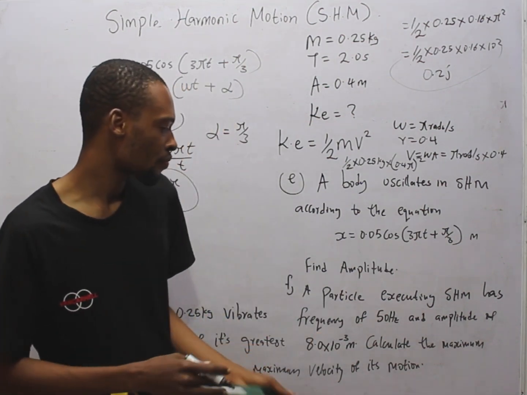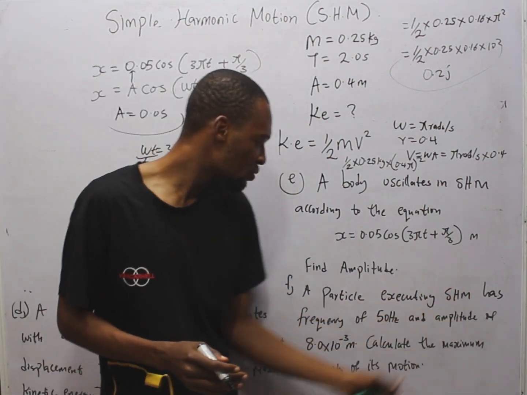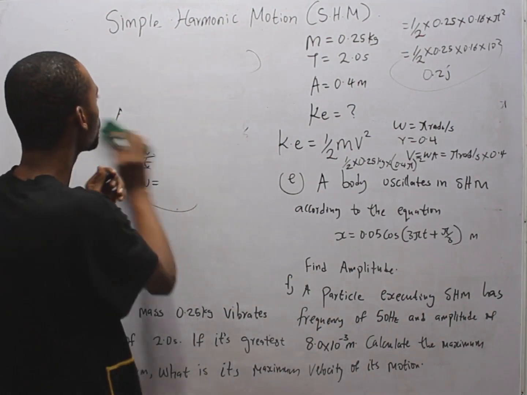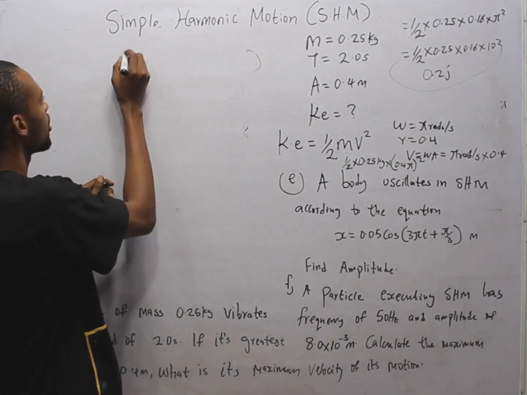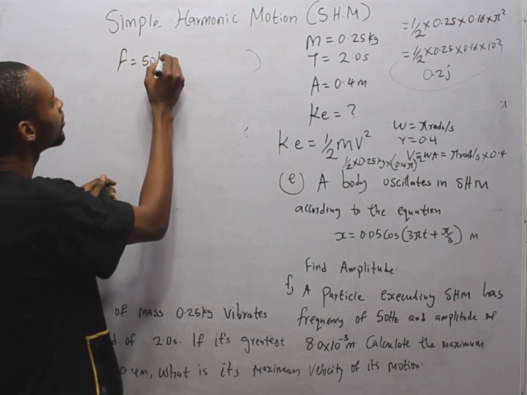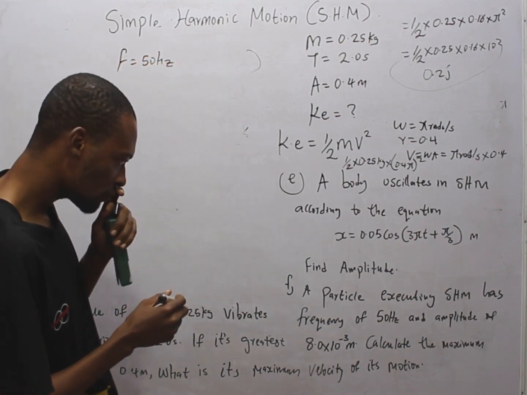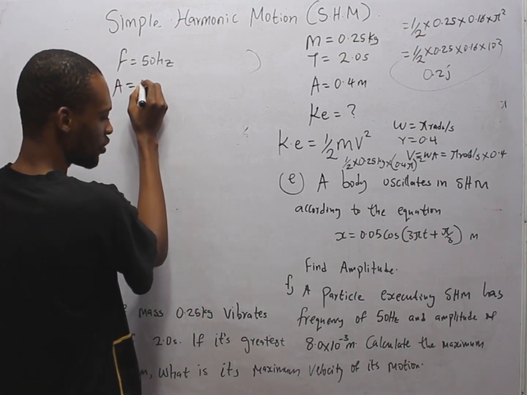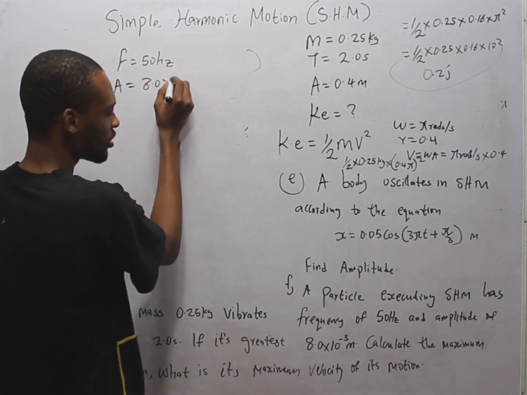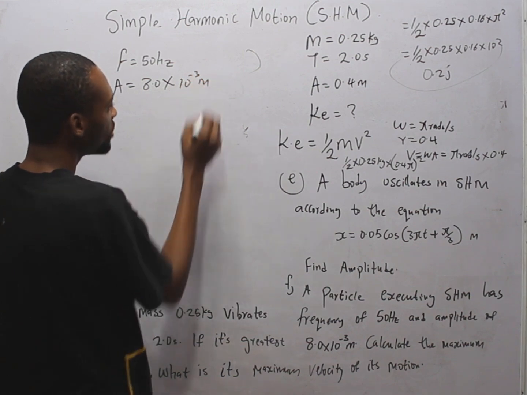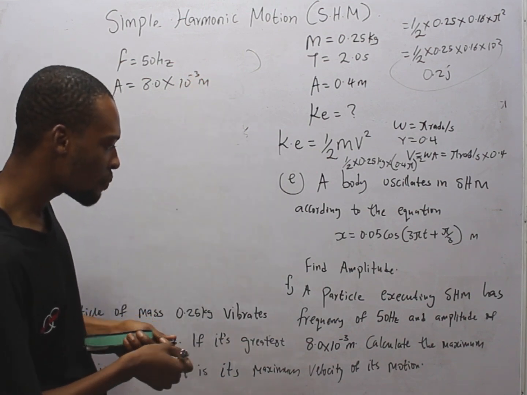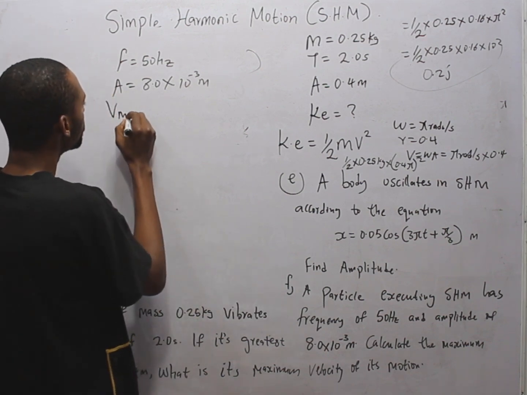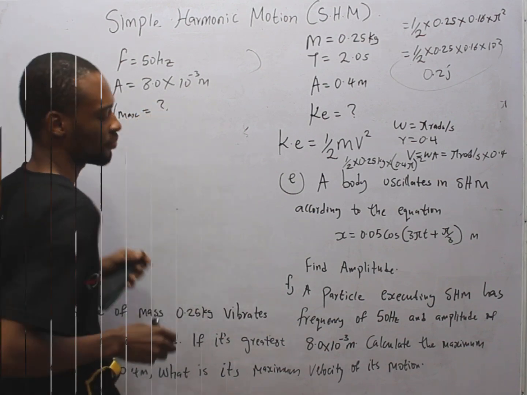And finally, a particle executing simple harmonic motion has a frequency of 50 Hz. Frequency F is equal to 50 Hz, and amplitude A is equal to 8.0 times 10⁻³ meters. Calculate the maximum velocity of its motion. V max is equal to question.